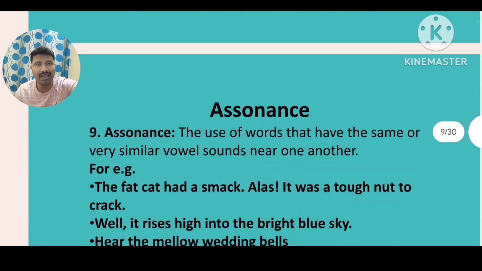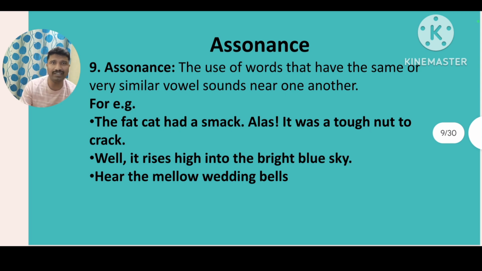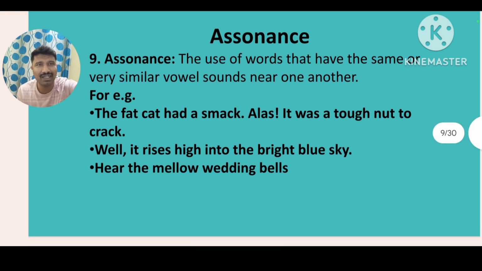Next we have assonance. Assonance is the use of words that have the same or very similar vowel sounds near one another. Okay, so consonant words we understood, and this is the vowel sounds. So, the fat cat had a smack. Alas, it was a tough nut to crack. Well, it rises high into the bright blue sky. Here, the mellow wedding bells. So it's a beautiful sentence that we call an assonance.